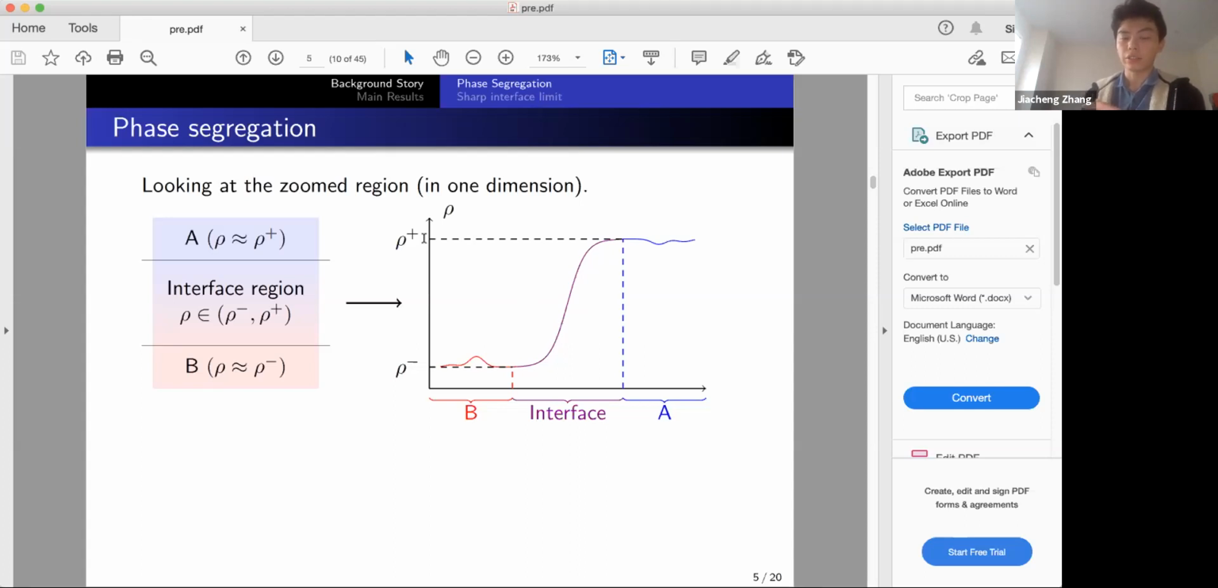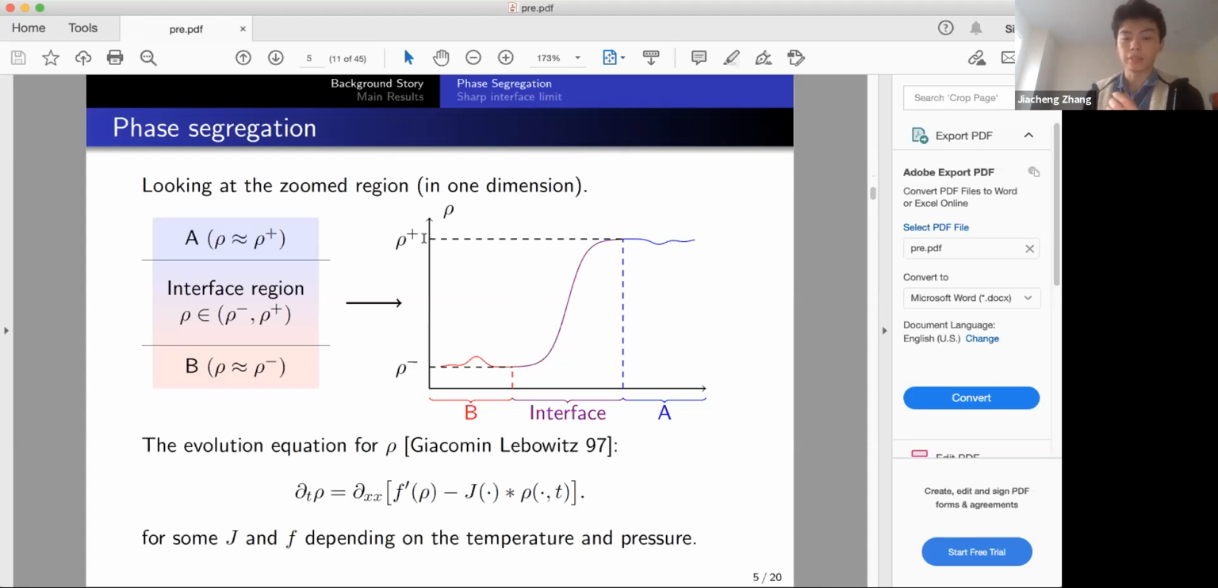And actually in the Giacomin and Lebowitz paper in 1997, they deduced an evolution equation for this rho. I think Misha just talked about this before. This evolution equation is: the time derivative of rho is equal to the second space derivative of f prime of rho minus the convolution of J and rho. And inside here, this J and f will depend on temperature and pressure and some environment variables.